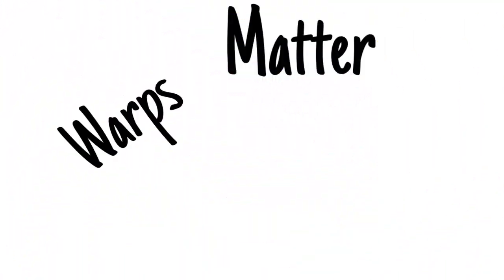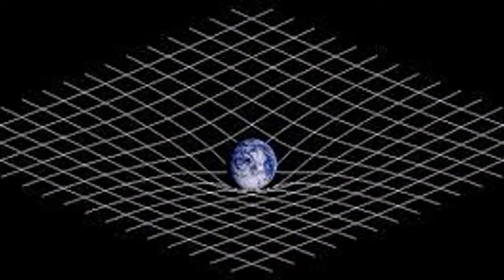You are matter. I am matter. Everything that exists in space is matter. Matter creates warps and curves in space-time, which means that right now you are literally bending space-time around you. The higher the mass of the object, the bigger the bend it creates in space-time.